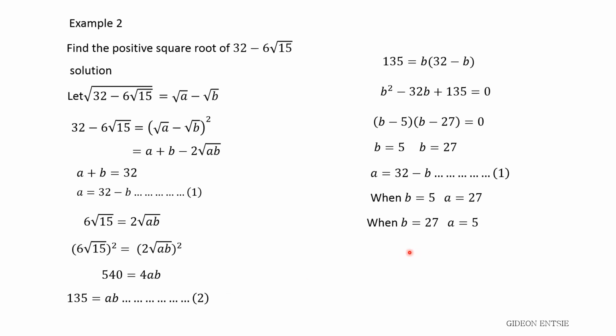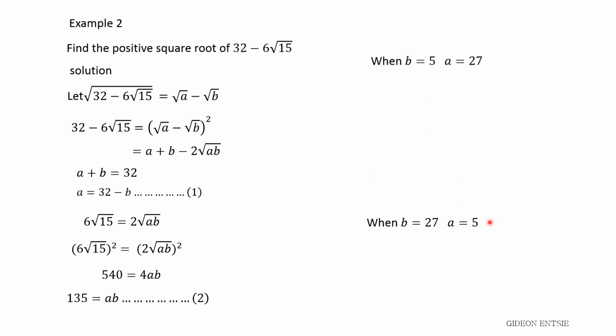In this case, we shall consider the solutions for both cases: when b is equal to 5 and a is equal to 27, and b is equal to 27 and a is equal to 5. So let's consider the situation where b is equal to 5 and a is equal to 27. In this case, our positive square root of 32 minus 6 square root of 15 becomes square root of 27 minus square root of 5, because our positive square root was equal to square root of a minus square root of b. In this case, our a is 27, our b is equal to 5.